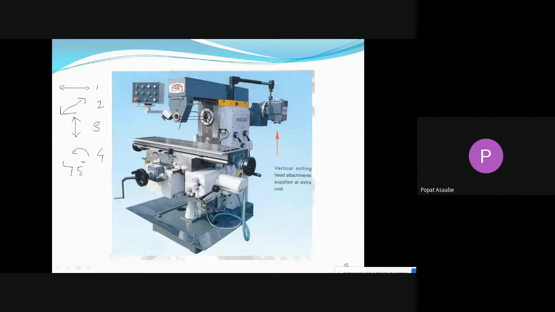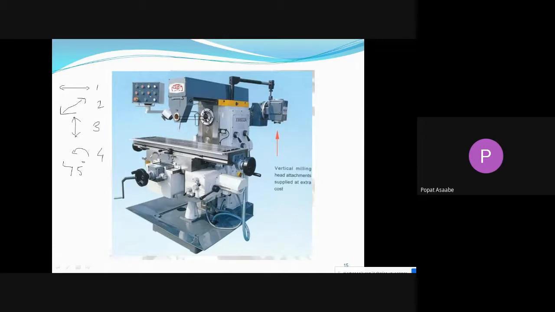Okay, horizontal arbor. There are two types of universal milling machine: the horizontal universal milling machine and the vertical universal milling machine. See, this is the horizontal universal milling machine. This is the arbor, and on that arbor we are going to mount the milling cutter. This is the table, and on that table we can use the hoist, and on that hoist we can mount the workpiece. This is the saddle.